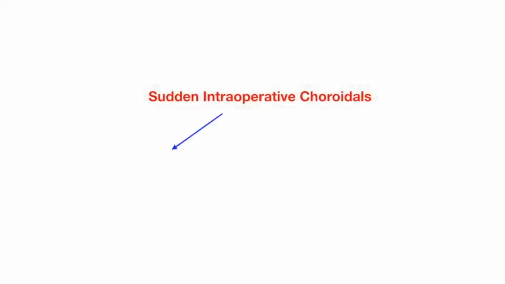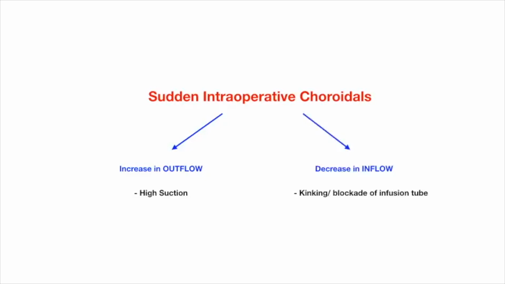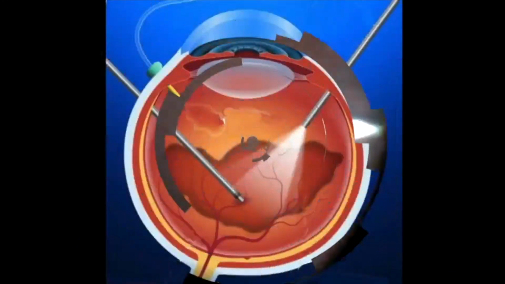Intraoperative choroidals can be due to a decrease in IOP. This can happen due to a sudden imbalance between outflow and inflow of fluids, like an increase in the outflow due to high suction, or a decrease in the inflow due to kinking or blockade of the infusion tube for some reason. Sudden cutter suction without the infusion on can drop IOP, which can precipitate choroidal formation.